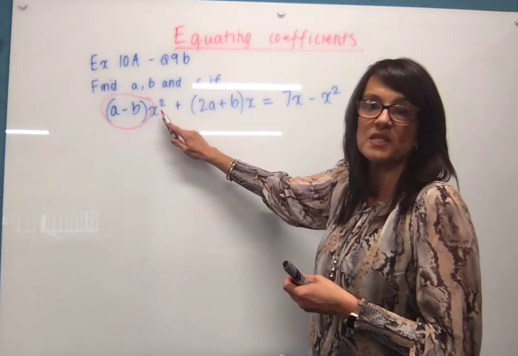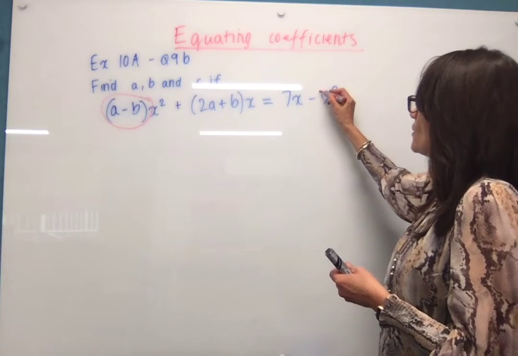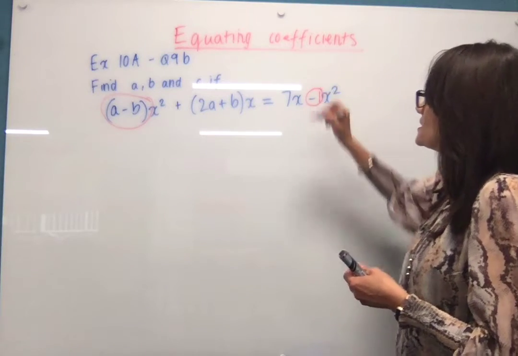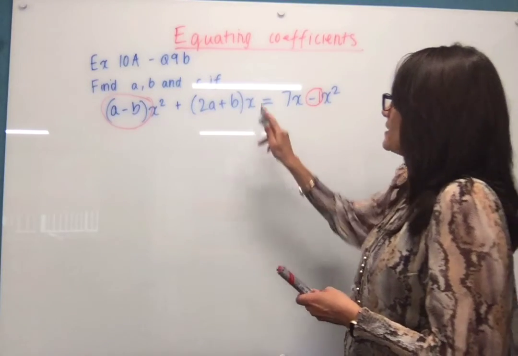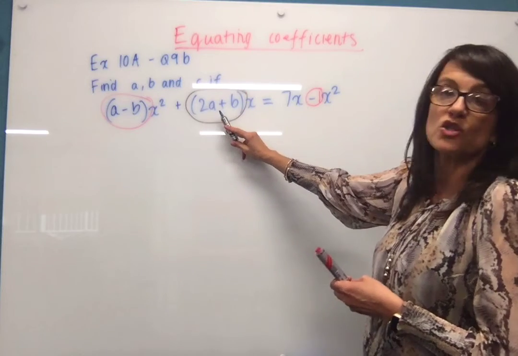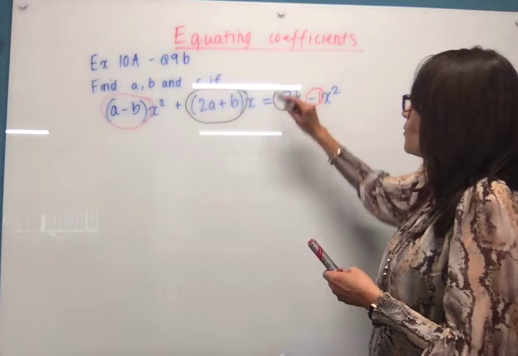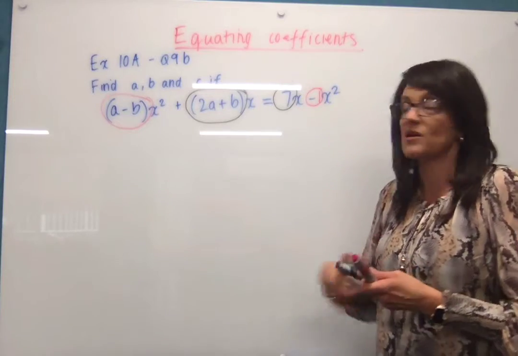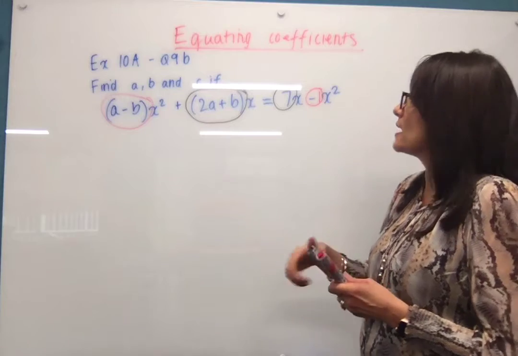which is a minus b, that must be equivalent to the coefficient of the x squared on the right-hand side, which is -1. We also hopefully can see that the coefficient of x on the left-hand side is 2a plus b, and that means that that must be equivalent to the coefficient of x on the right-hand side, which is 7. So we're going to take that information now and set up some equations.